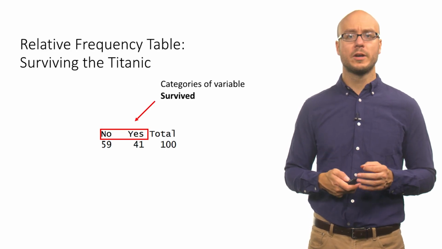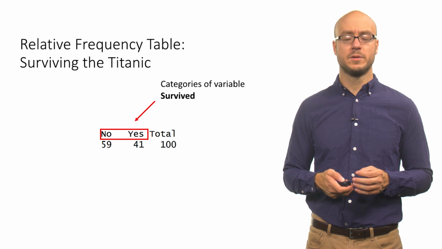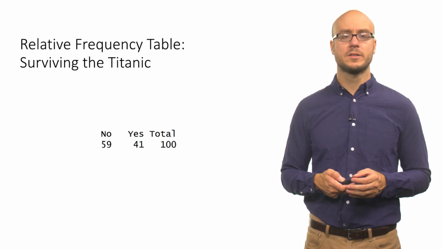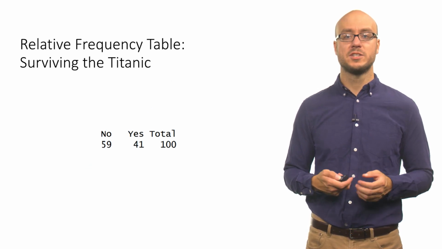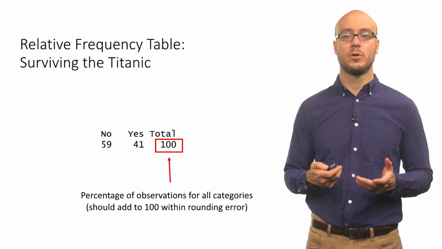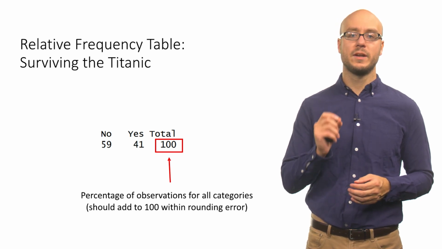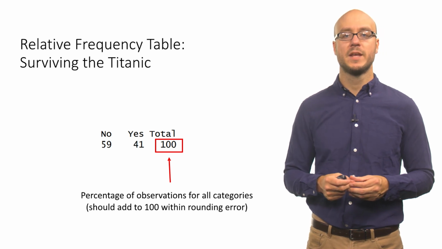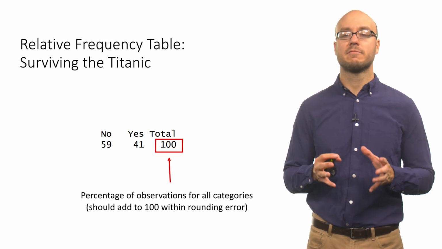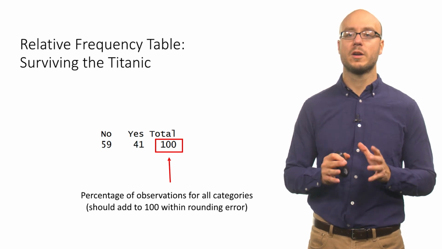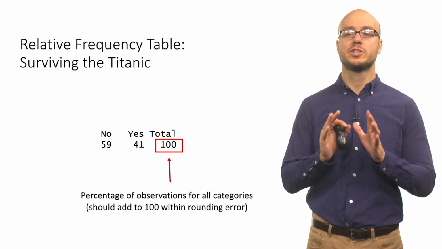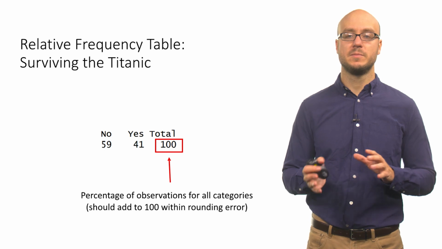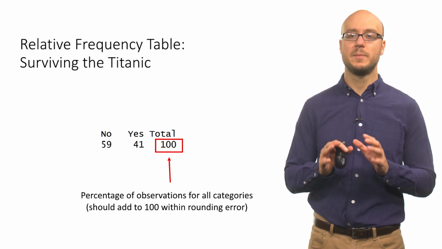Now, when we look at this relative frequency table for surviving the Titanic, it looks the same. So we have categories, we have the percentage of observations, and we have the total number of observations. One thing you should keep in mind in terms of percentages, however, is that sometimes there'll be a slight rounding error. So if you don't quite get to 100%, it should be pretty close, because sometimes you might round a percentage up or down, so it might be a little bit off.